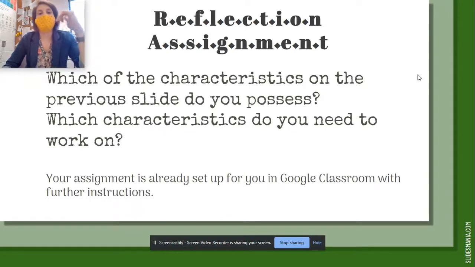Like I said, this reflection assignment is already in Google Classroom. Just go in there and click on it, and it has a place where you fill it out. It already has the characteristics in there so you can see them because I'm nice. So just go ahead and do that assignment. And that is what you're doing for today.